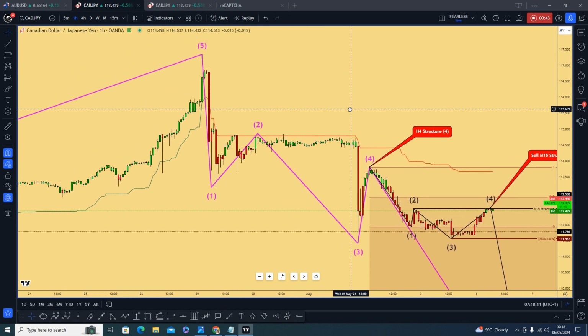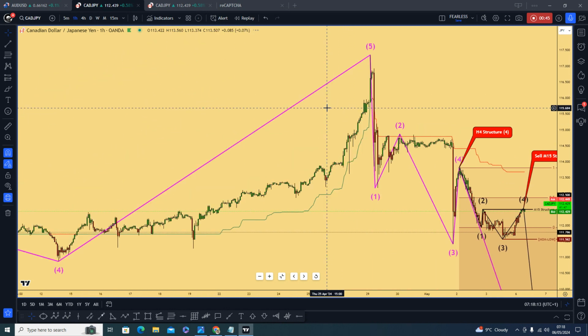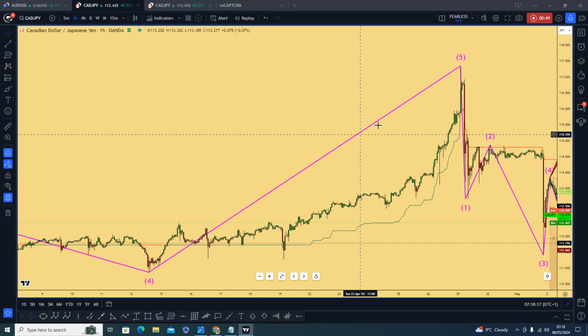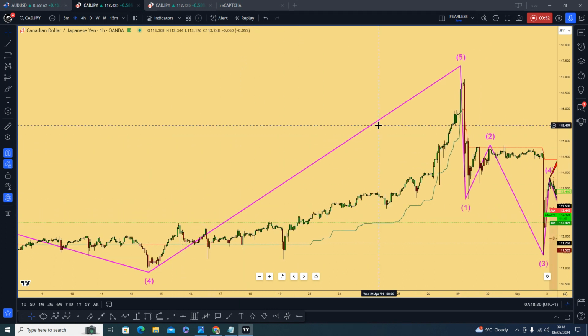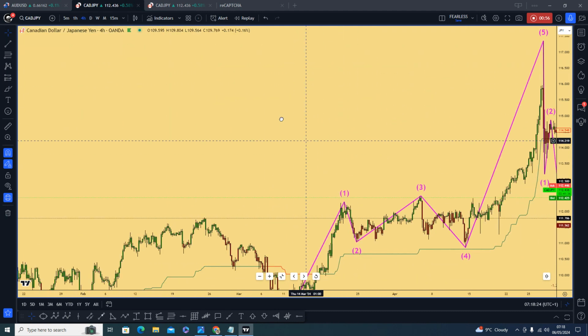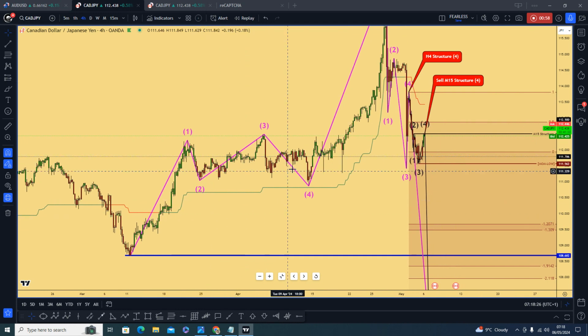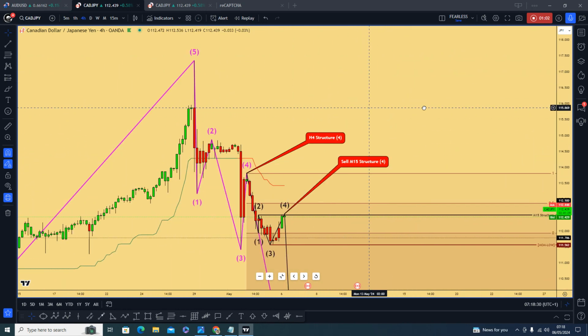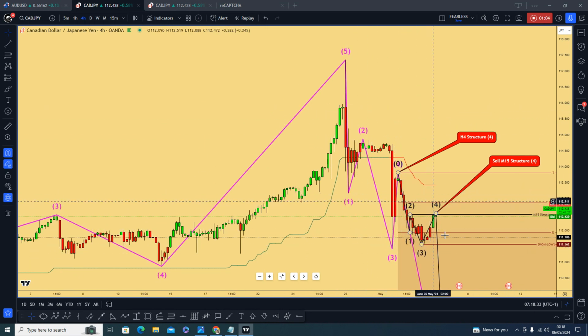So a quick multi-time frame analysis here shows us that the pink lines are the 4 hour wave structure. If I go to the 4 hour quickly, we had the uptrend which finished there. Then we were counting this yesterday and we have a downtrend, and this downtrend on the CAD yen has confirmed the downtrend, which is 3.